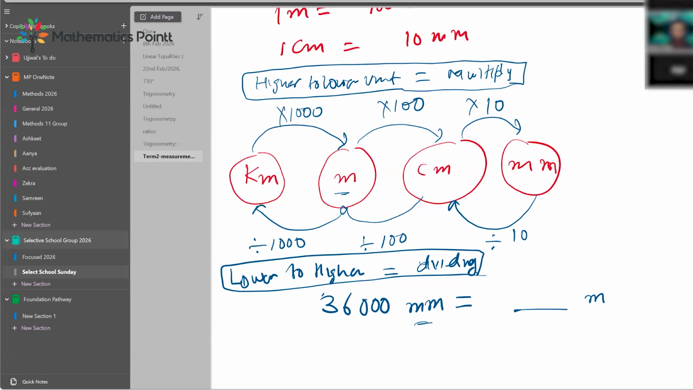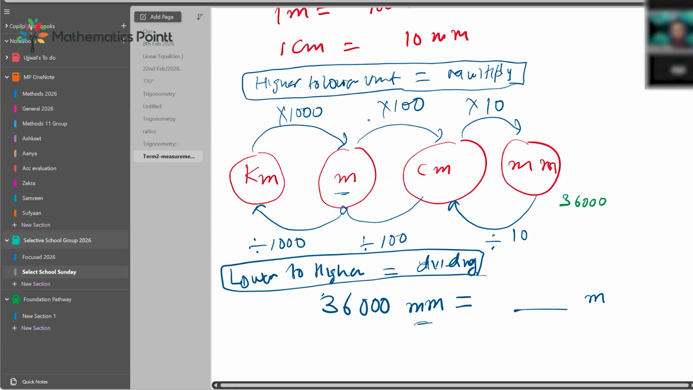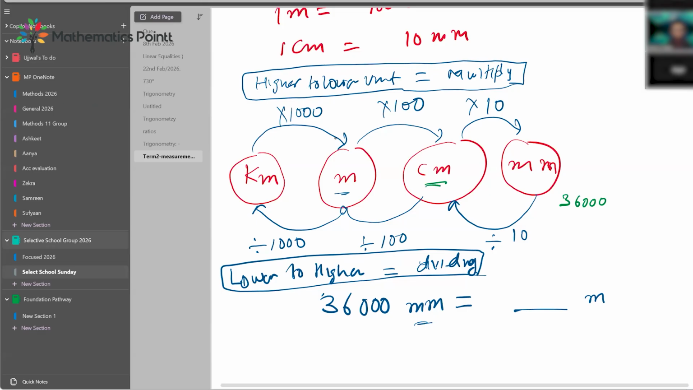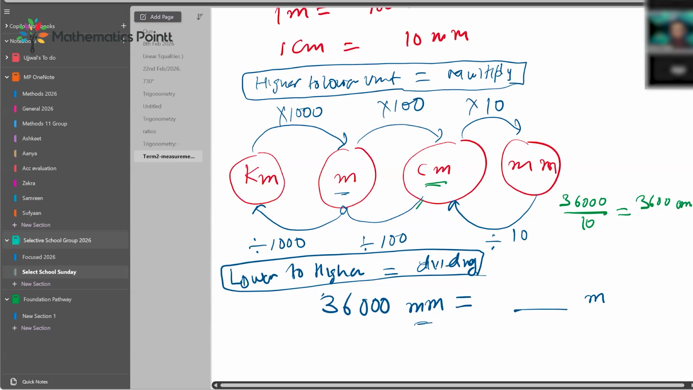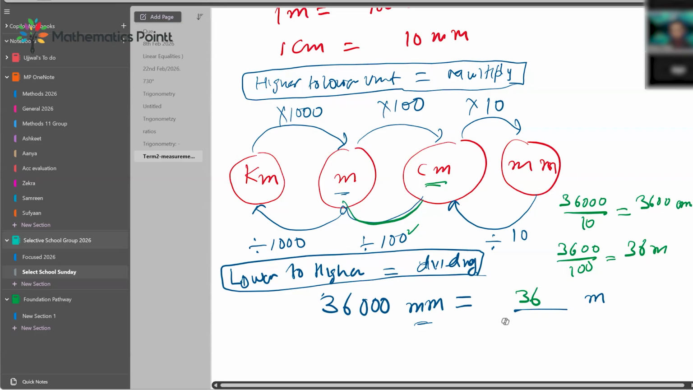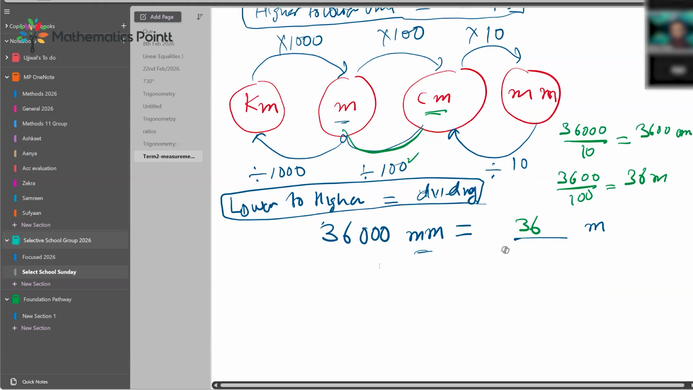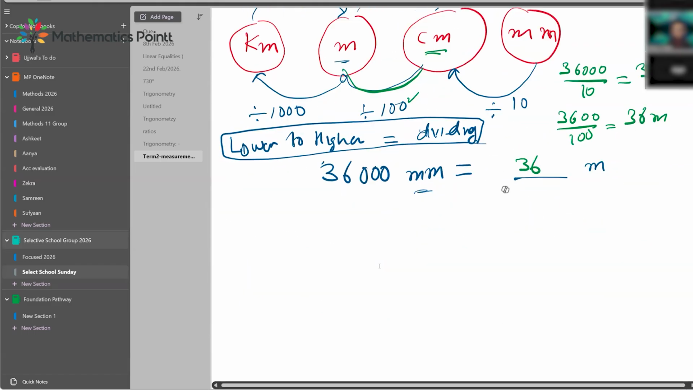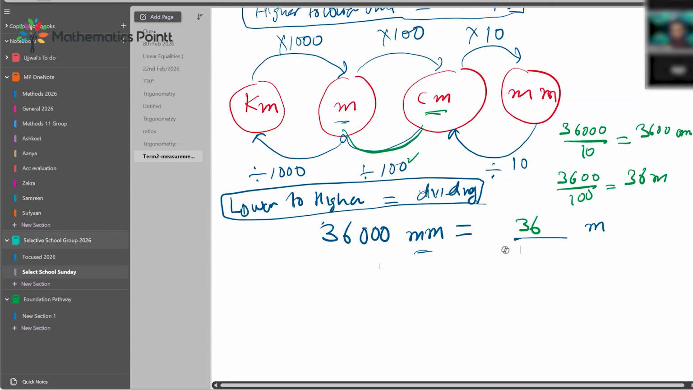Good job. We had 36,000 here. I need to go to centimeters first, so I divide it by 10. It makes it 3600 centimeters. From centimeters to meters, I have to divide it by 100. So 3600 divided by 100 makes it 36. Good job. Simple. Right. All right. Cool. Let's move forward. So this was the basic conversion table, sort of a conversion cycle.